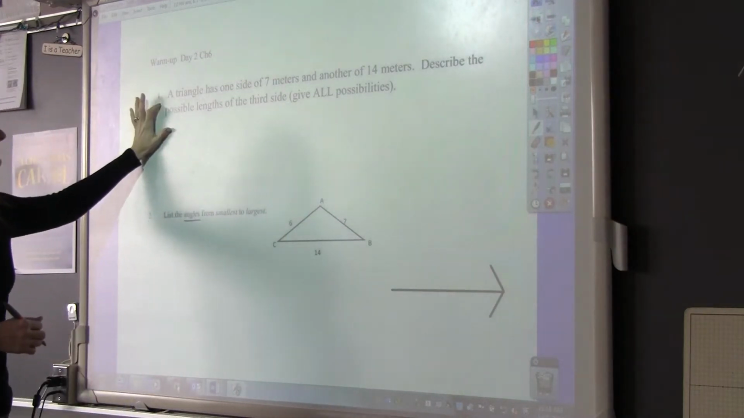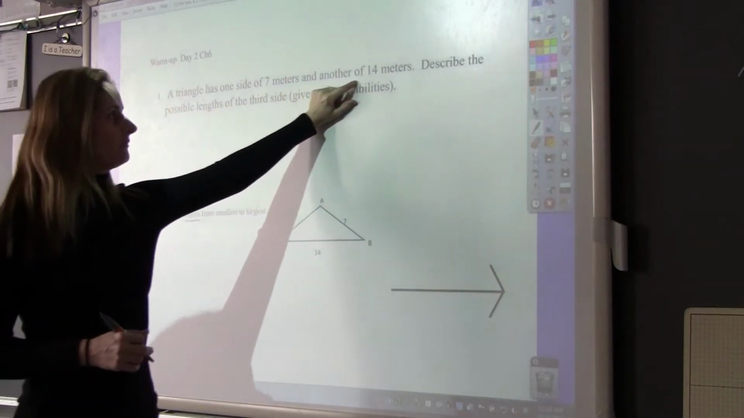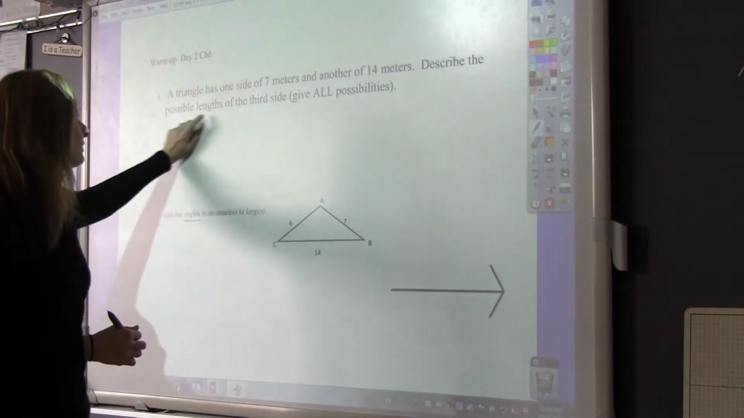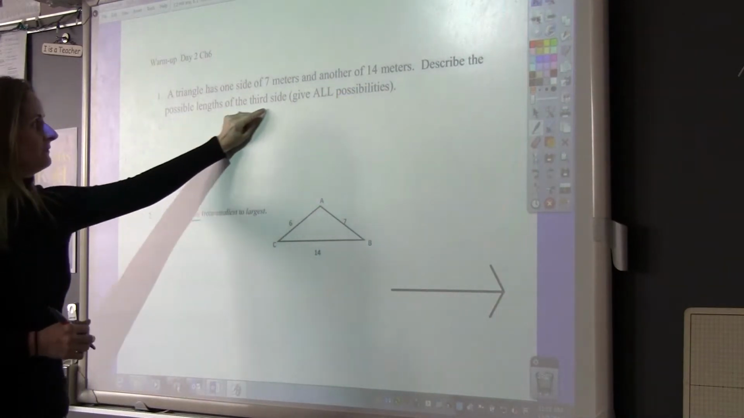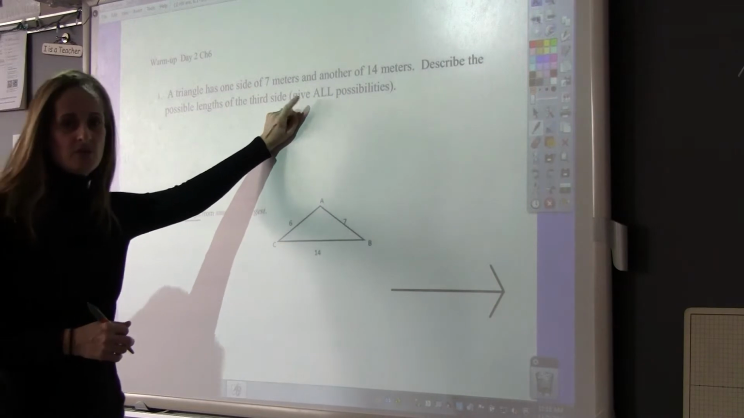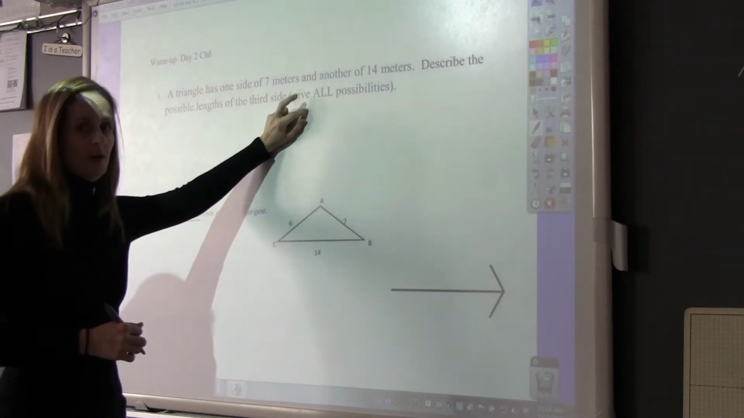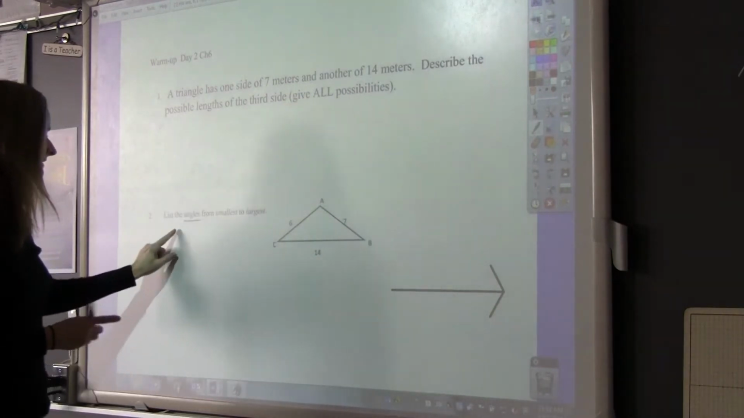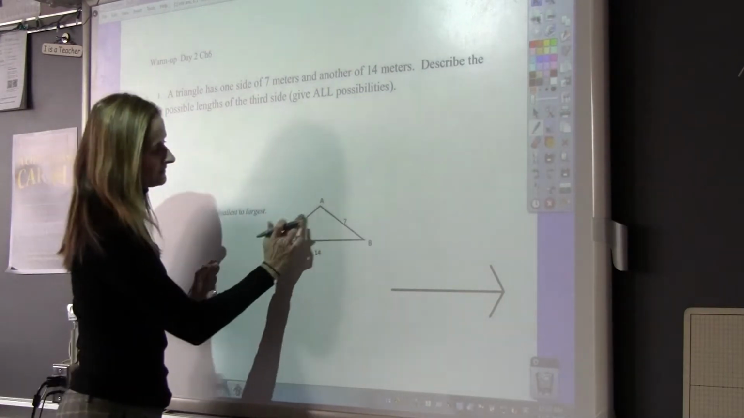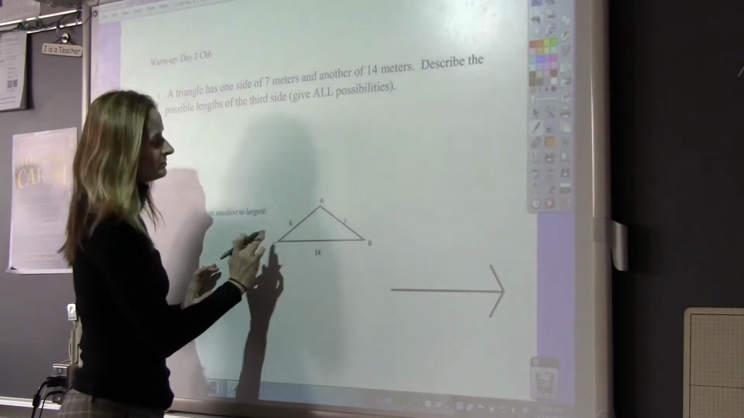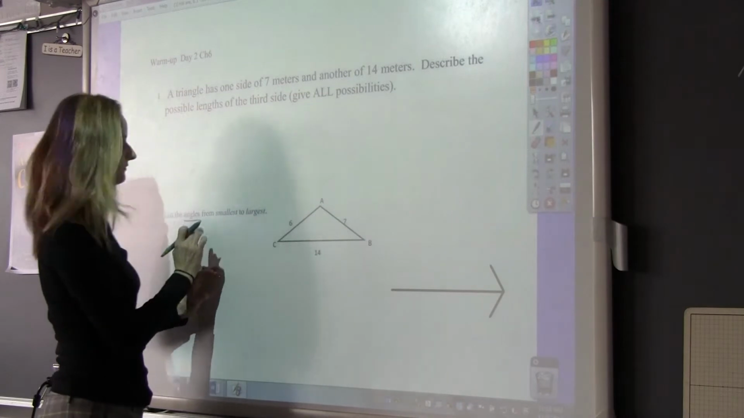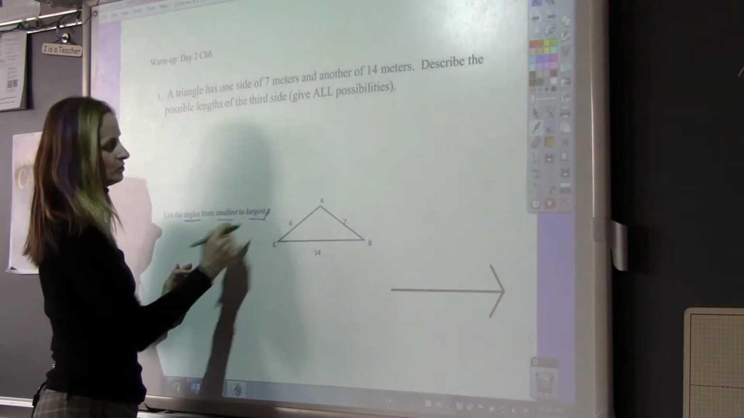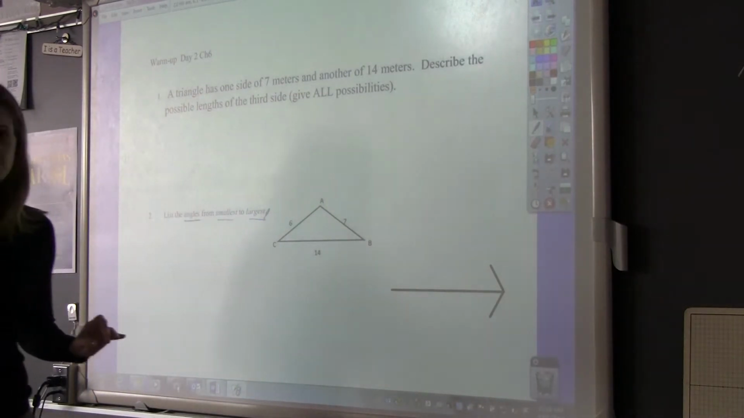A triangle has one side of 7 meters and another of 14 meters. Describe the possible lengths of the third side. Give all possibilities. They're looking for an inequality here. That's your hint. And then list all the angles. They're giving you the lengths of the sides, and they're asking you to list the angles in order from smallest to greatest. So go ahead and press pause if you haven't already.